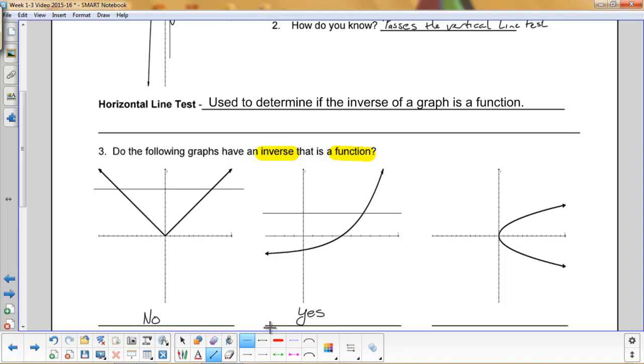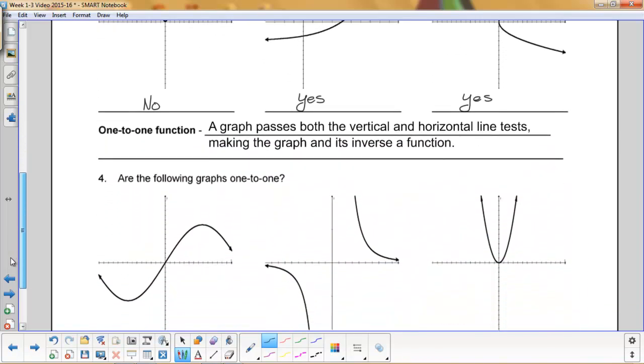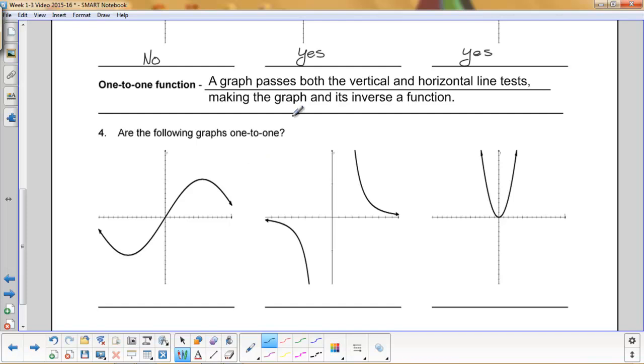Our third one, parabola laying on its side. So if I turn that back on its head again, you will notice that it will pass the horizontal line test, and since it's a parabola, it is a function. If a graph is known to be one-to-one, that is when it passes both the vertical and horizontal line tests, making the graph and its inverse a function. We're going to take a look at a few more graphs here to determine or explore one-to-one relationships.